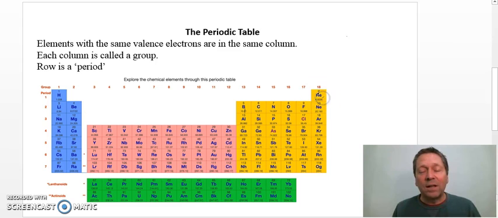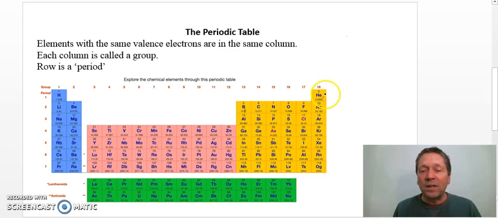But because that shell in helium is full, it has similar characteristics to these other elements, because their outer shell also has 8, which is a stable configuration. So you can see that the elements are ordered in a way which corresponds to their electronic configuration, and that also corresponds to what their chemical characteristics are.